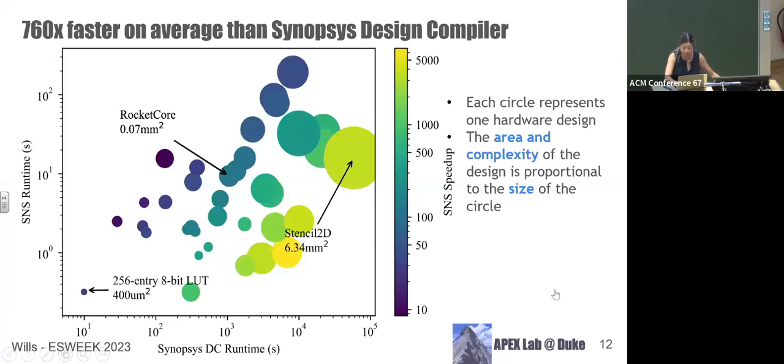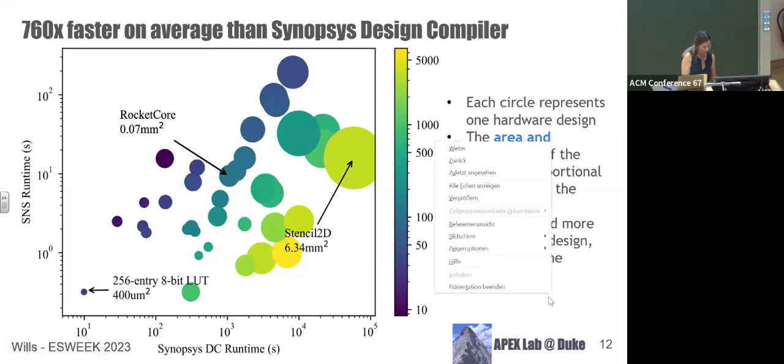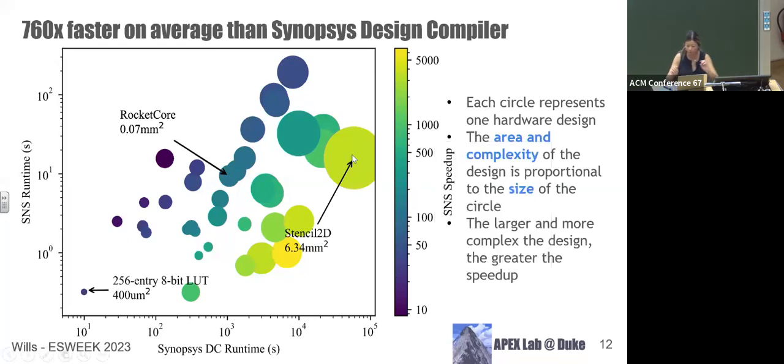You can see that on average, our predictor runs about 760 times faster. And the larger the design, the more speedup we can obtain. The largest design we have experimented with is the 18 million gate one, which is the one in yellow, in the very light color here. It's a 16-core accelerator for computing 2D stencils. This design's physical characteristics are predicted in about 20 seconds, when Synopsys DC took around 2.5 hours.